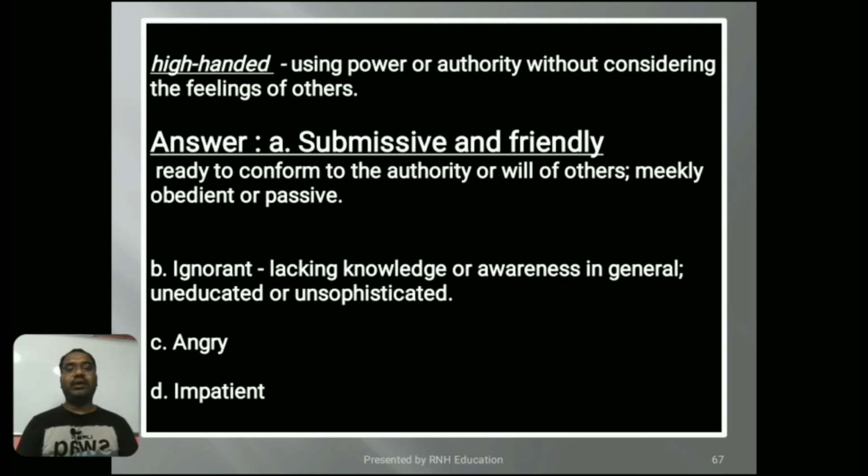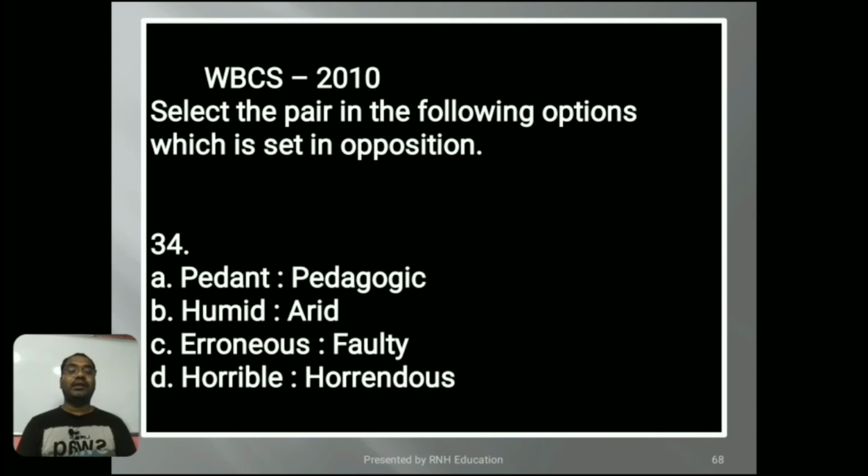And the other options were: B was ignorant, that means lacking knowledge or awareness in general, uneducated or unsophisticated, that is called ignorant. Option C was angry, you all know the words. And option D was impatient, you all know the word. So going to the next question, that is question number 34.